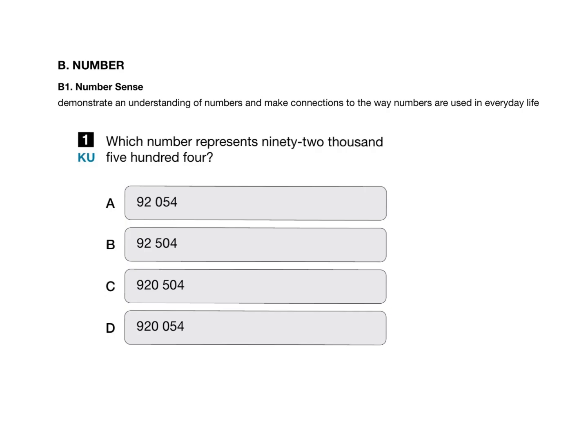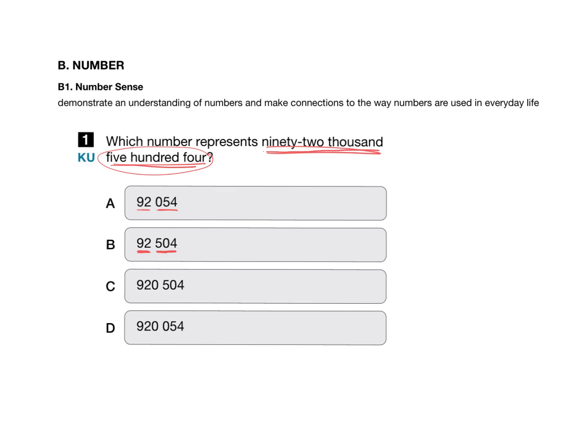The question says, which number represents, and I'll get you to read the number in words for us. So what does this say? 92,504. Okay, so can you read all of these numbers for us and we'll see which one matches these words? So how would you read A? 92,054. Good. Is that 92,504? No. Okay, what does B say? 92,504. Does that match? Yes.